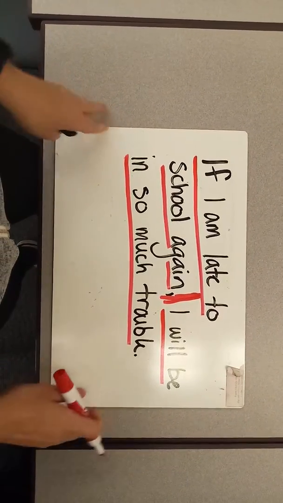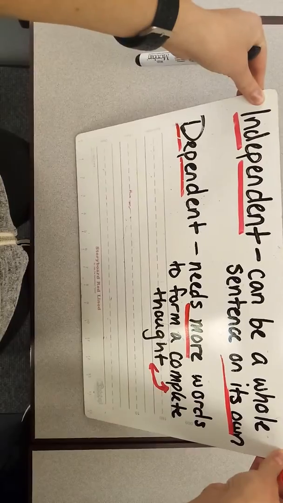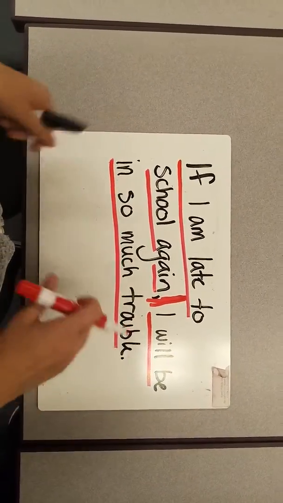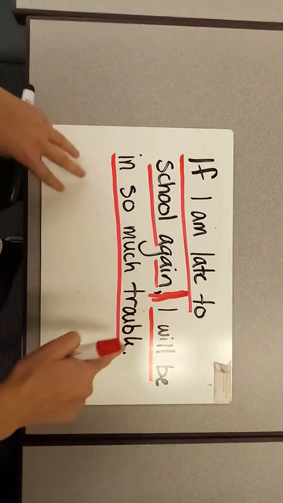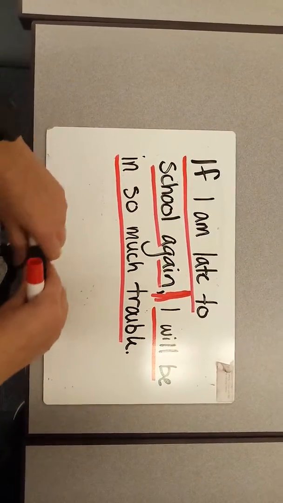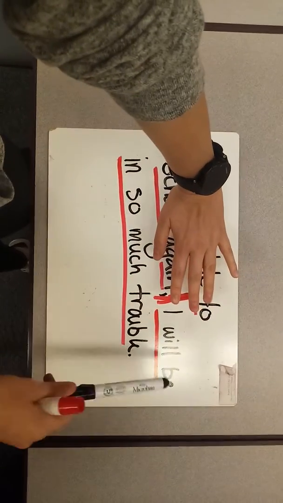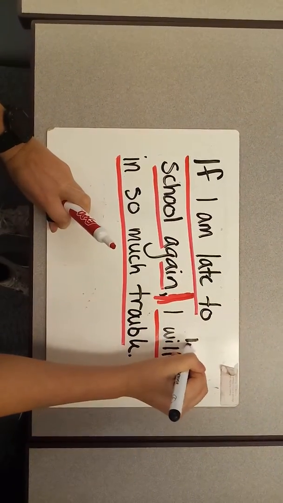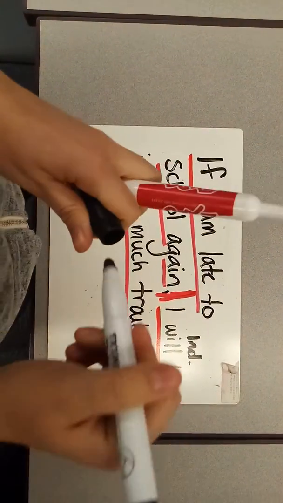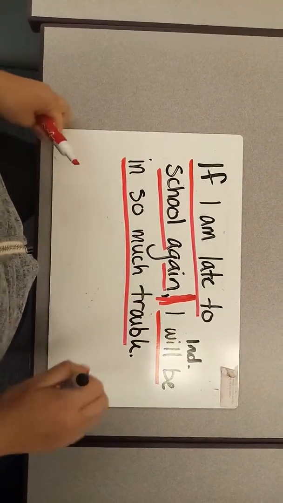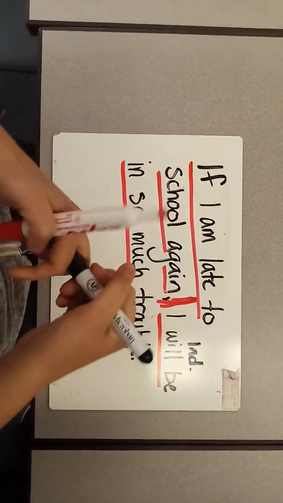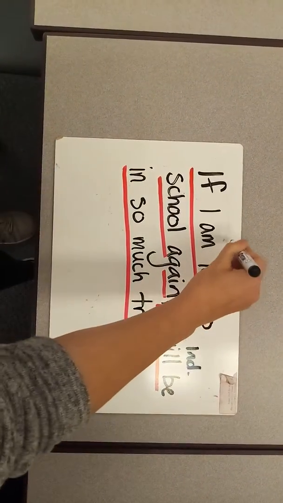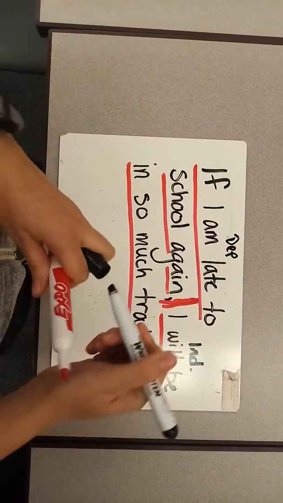Now remember, an independent clause means it can be a whole sentence on its own. So, if I am late to school again, and then what? So let's look at the other one. I will be in so much trouble. If this piece didn't exist, this would be a whole sentence by itself. So we're going to mark it as the independent clause. If I am late to school again almost seems like it's missing something, right? If this was by itself, it wouldn't really be a whole sentence. So we're going to put this as a dependent clause.